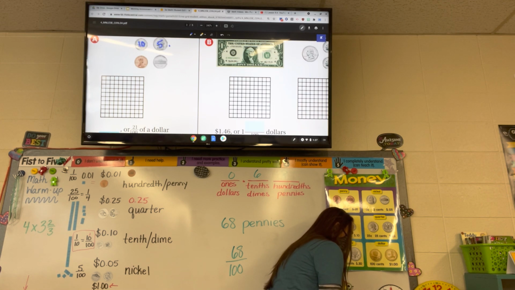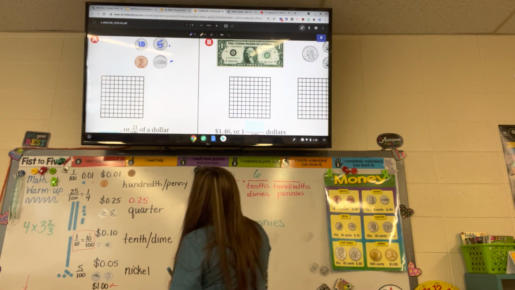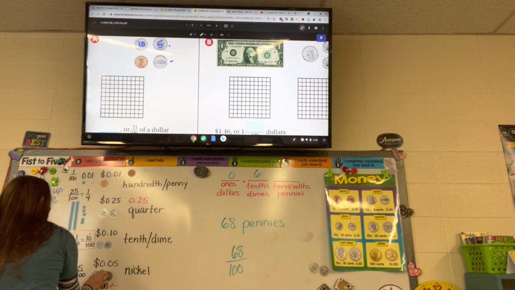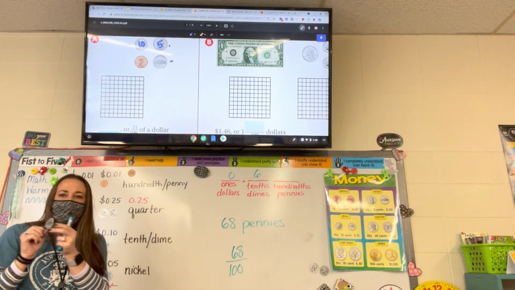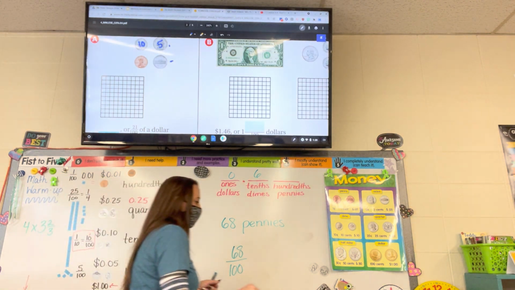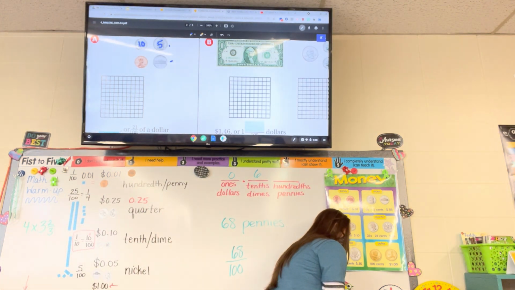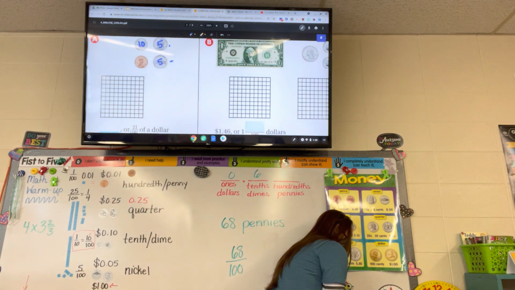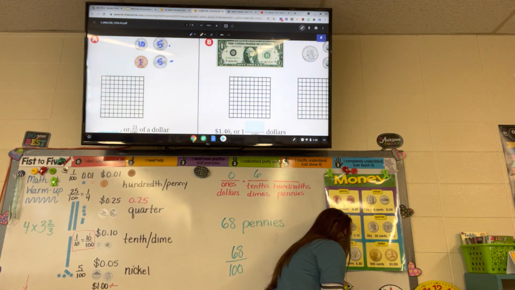What is this coin? A dime. No. Penny. Look at the picture of it. It's a nickel. I just found another one. Okay? Oh, I thought you were talking about that. This is a nickel worth 5, and then of course a penny worth 1.